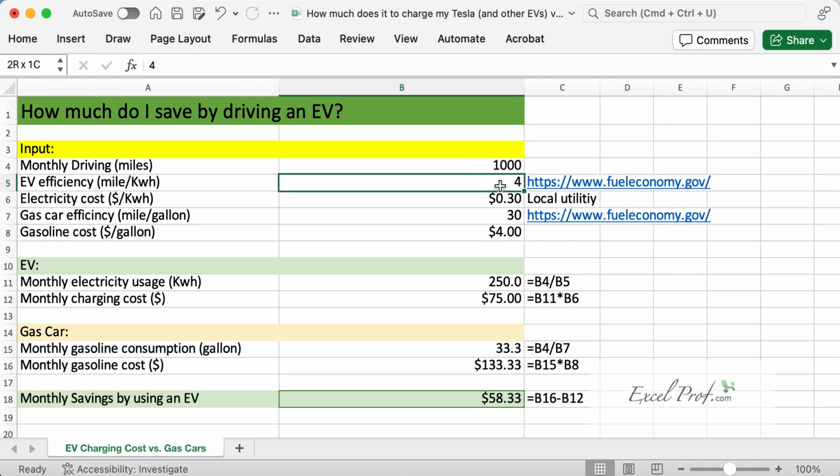how efficient is your car, how much your electricity costs, and of course, how efficient is your gas car in comparison, and how expensive is gasoline, right? So, when gasoline is cheap, your saving is not that large. If you have, say, very cheap electricity, then you have larger savings. So I hope this model is useful.